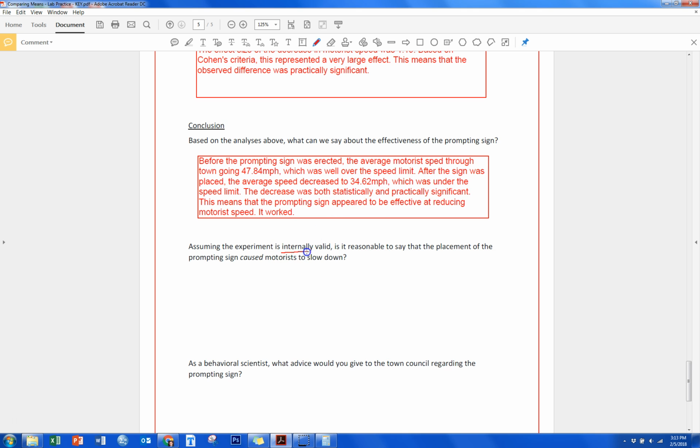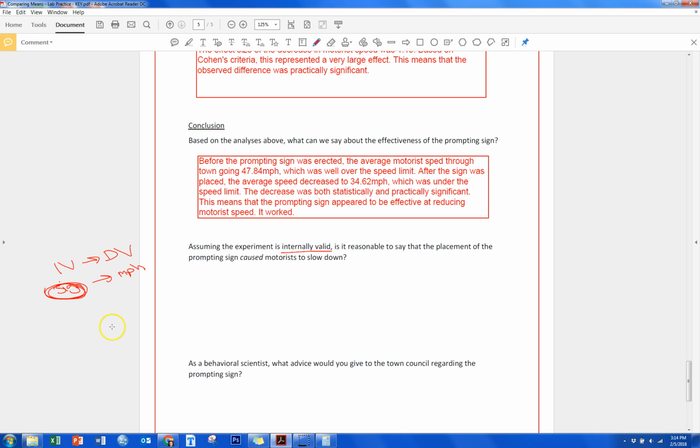Internally valid. What does this mean? So internal validity, when you're talking about an experiment, means that it was the independent variable that's responsible for the change in the dependent variable. So remember, the independent variable causes the dependent variable, or the dependent variable depends on the independent variable. In this case, the independent variable was the sign, and the dependent variable was the speed in miles per hour. If the experiment is internally valid, that means that it was the sign that caused this difference. There wasn't something else going on. For example, time of day.